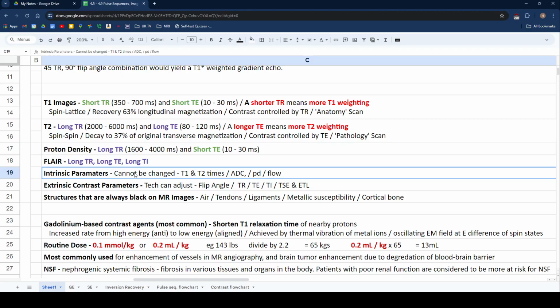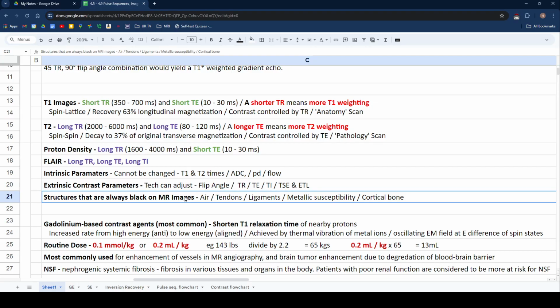Intrinsic parameters cannot be changed, so T1 and T2 times, ADC, proton density and flow. Proton density is a tissue characteristic. Extrinsic contrast parameters are what the tech can adjust. So these are your flip angle, TR, TE, TI, TSE, and ETL. Structures that are always black on MR images are air, tendons, ligaments, metal, and cortical bone.